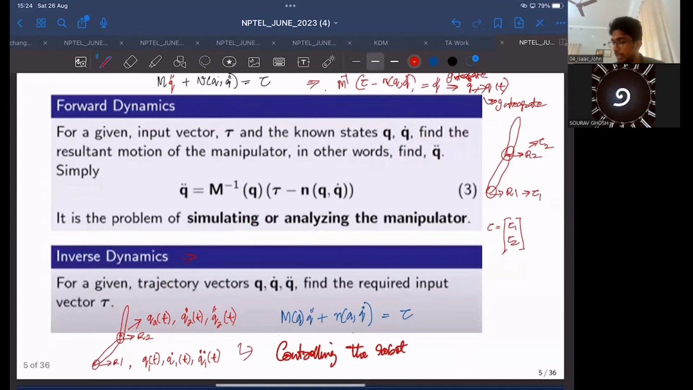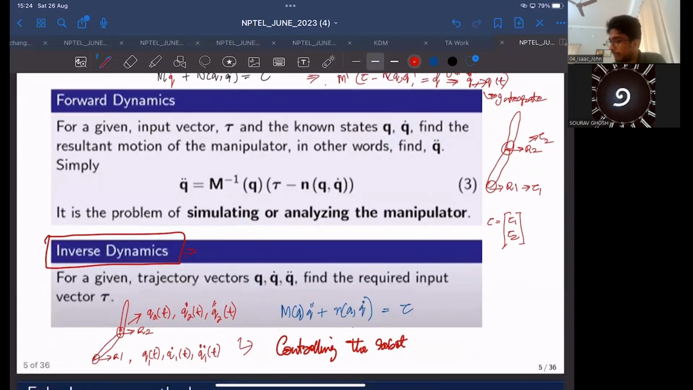Where in the forward problem, our objective is to find how the robot moves, just like simulating a robot. Like if we are giving a set of input forces onto the robot arm, how the robot would move. And in case of inverse dynamics, if you want to control a robot so that it can trace a particular trajectory, what should be the input forces that we should be giving onto all the joints? So that is more or less similar to controlling the robot. So that is what inverse dynamics is all about.